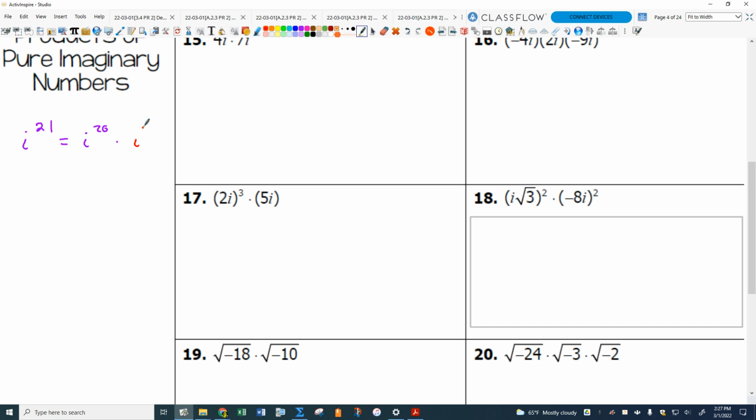Okay, so what's my strategy shaping up to be? If I'm taking i to an odd power, I'm going to multiply the i to the even power immediately below that odd number times i. And then I'm going to take i to the even power and simplify that. So this becomes i squared to the 10th times i, which is just the same thing as -1 to an even power times i. So what's my answer going to be? -1 to an even power is 1, times i is just i, right?